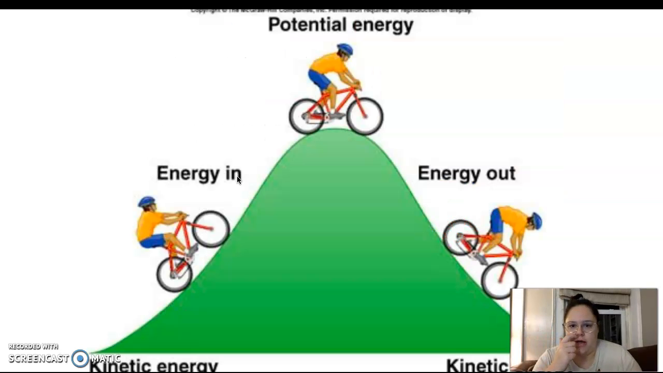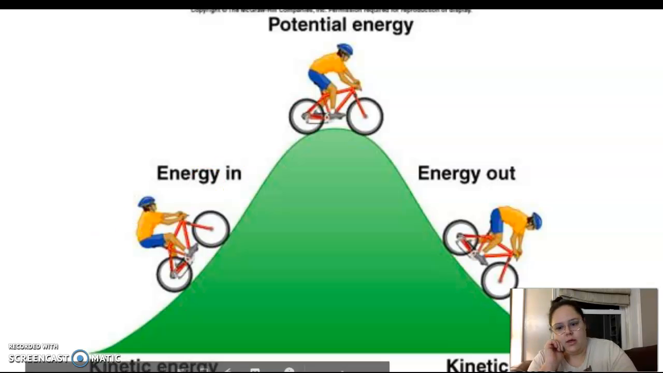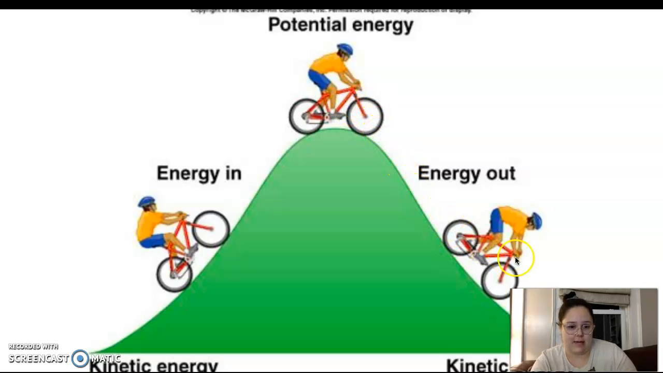I've got a little picture here to help you understand that as well. As the bike is just sitting here, it would be potential. As he starts going up this hill, he's taking in energy. That would be kinetic energy. He is moving. He is taking the energy in. Now he's up here at the top of the hill. He's not moving. That's potential energy. The second he starts going down this hill, that's more energy out, and that is kinetic energy. All right?